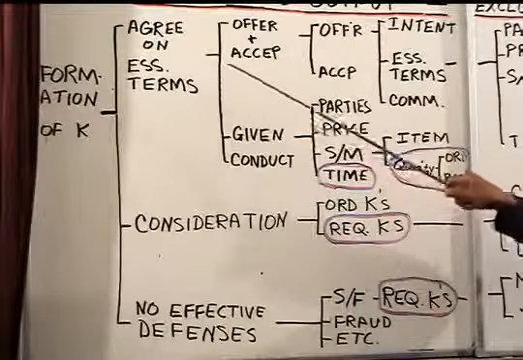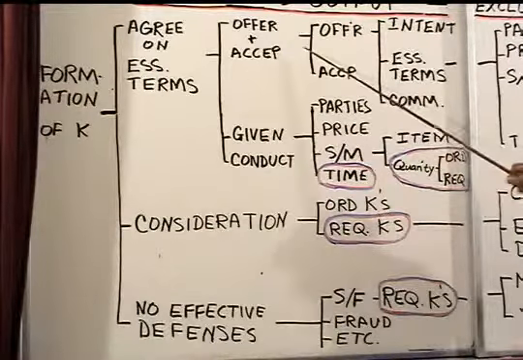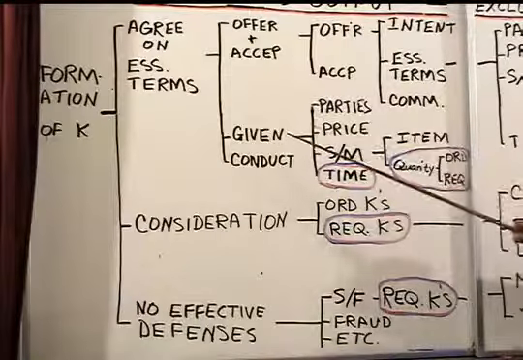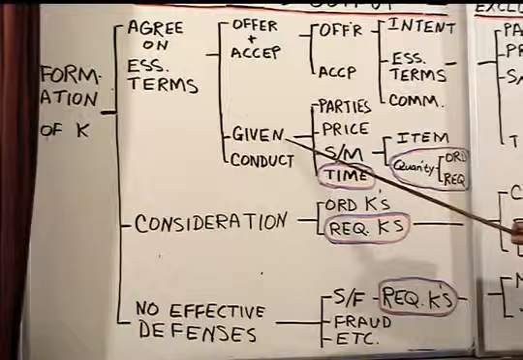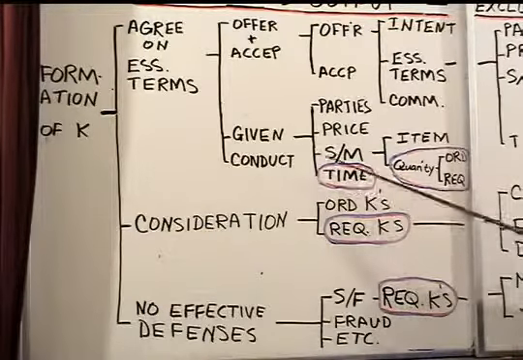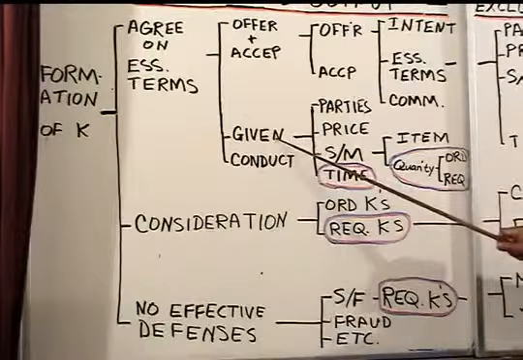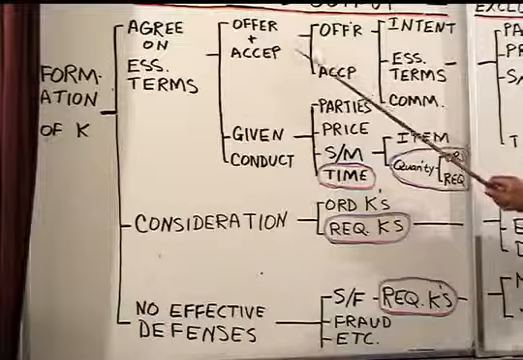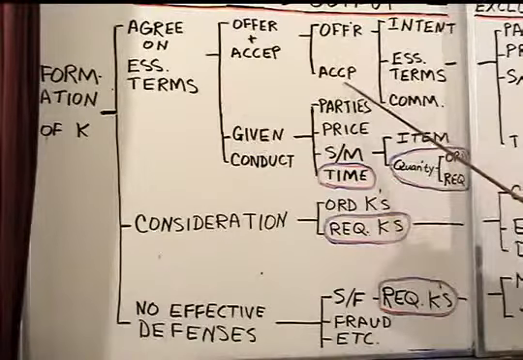How do we get agreement on the essential terms? Well, you can use the offer and acceptance process to get it, or the bar examiners might tell you that the parties agreed on the parties, price, subject matter, and time. So the bar examiners might tell you that the parties agreed on everything, or they might make you establish that the parties agreed by going through this offer and acceptance process.